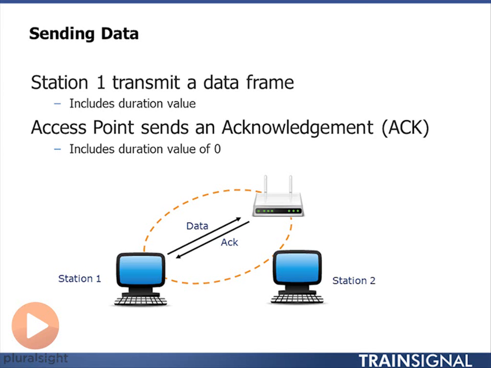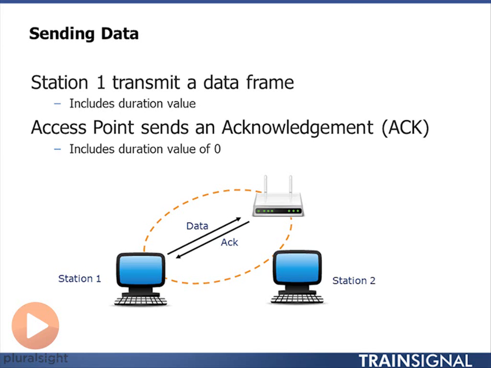acknowledgement back. And so anybody hearing that data frame, let's say station 2 in this example is close enough to hear it, will hear that duration value and will set its NAV. So it's now set its logical clock to say I cannot transmit during this period. When the access point responds with an acknowledgement, it will set the NAV back to 0.